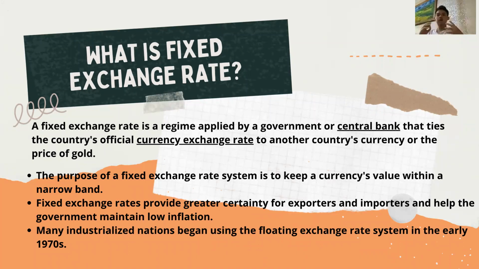So before we go to why the fixed exchange rate collapsed, we should know what a fixed exchange rate is. A fixed exchange rate is a regime applied by a government or central bank that ties the country's official currency exchange rate to another country's currency or the price of gold. The purpose of a fixed exchange rate system is to keep the currency values within a narrow band. A fixed exchange rate provides greater certainty for exporters and importers and helps the government maintain low inflation. And last, many industrialized nations began using the floating exchange rate system in the early 1970s. Fixed rates also help the government to maintain low inflation because in the long run they keep interest rates down and stimulate trade and investment. Next, please.